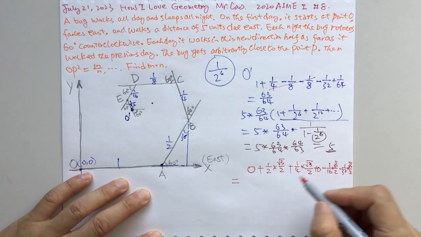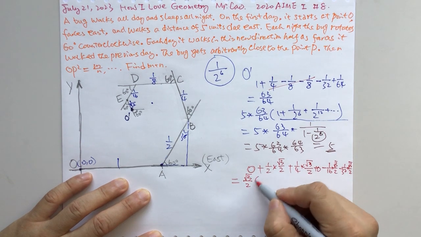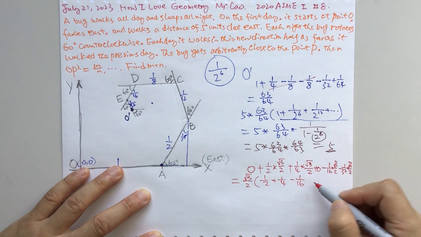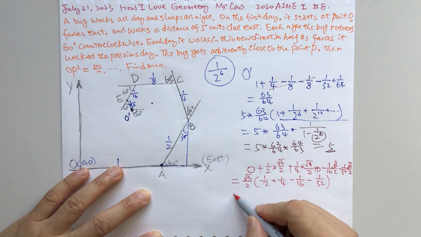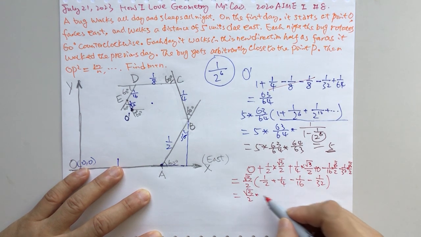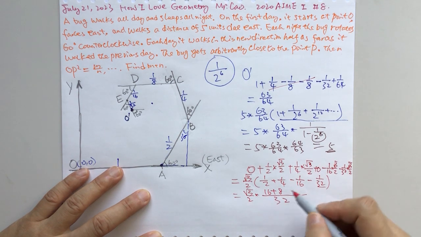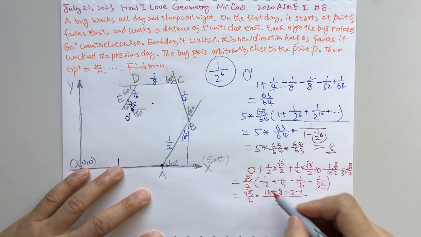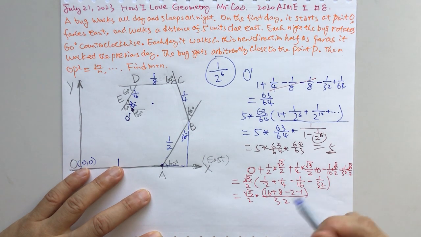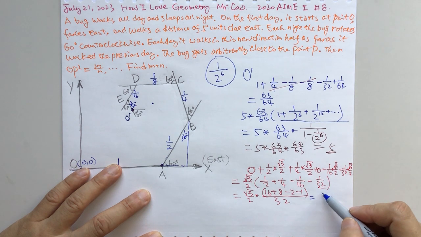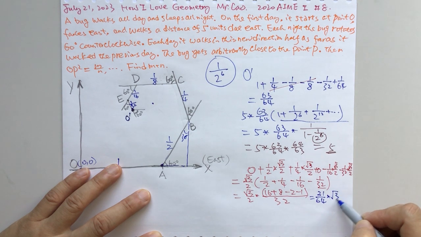Then every term has a factor of square root of 3 over 2, so we have 1/2 plus 1/4 minus 1/16 minus 1/32. Using a common denominator of 32, this is 16, this is 8, minus 2, minus 1. So we get 24 minus 3, which is 21, over 64. That's the 6th step, so it's 21/64 times square root of 3.